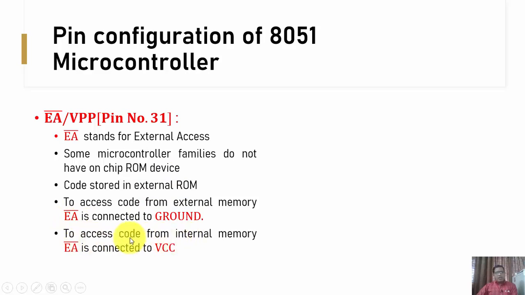Whereas when we are going to fetch code from internal memory, this EA bar pin is connected to VCC. So in this way, this EA bar / VPP pin indicates to the CPU whether the code is accessed from internal memory or from external memory. When the code is accessed from external memory, the EA bar should be connected to ground, whereas for internal memory, this EA bar is connected to VCC.